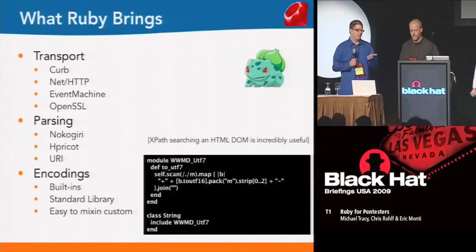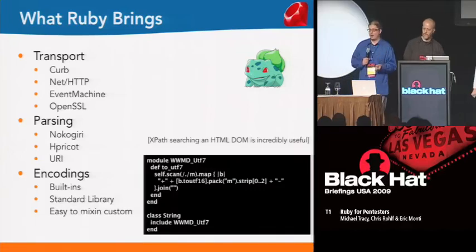EventMachine, if you've ever used Tcl, is like vwait. It's the event loop for Ruby, and we're going to talk about that a lot. You will see EventMachine being a common theme during the rest of this talk.